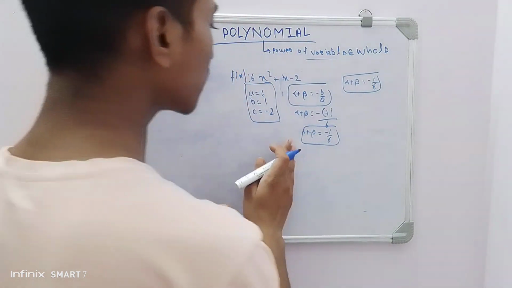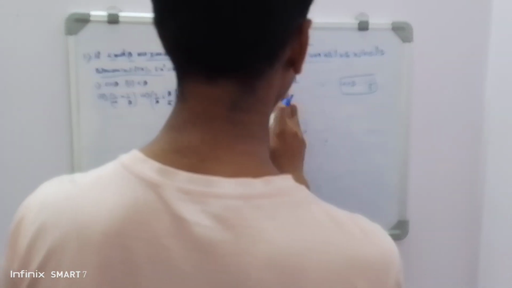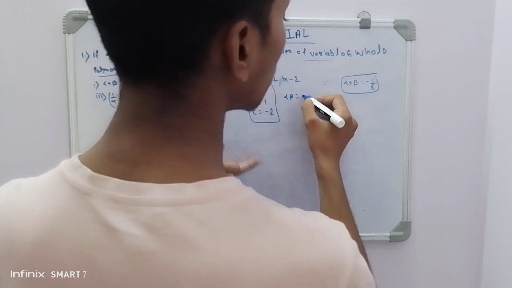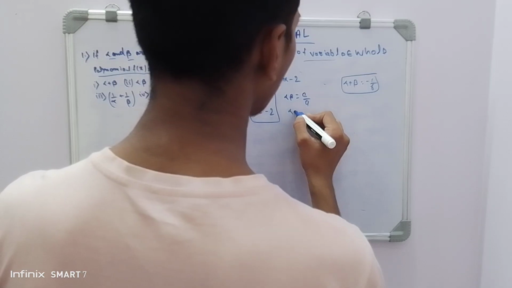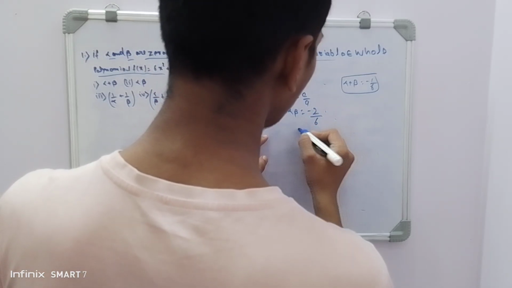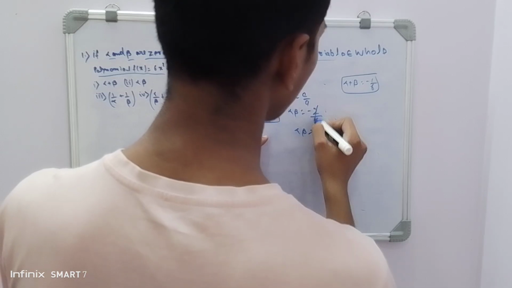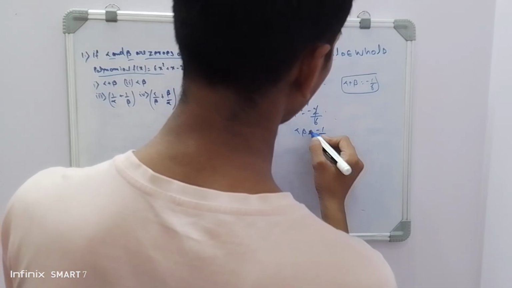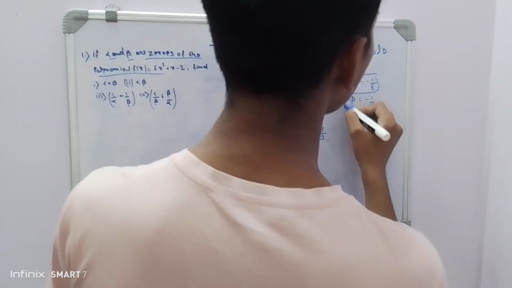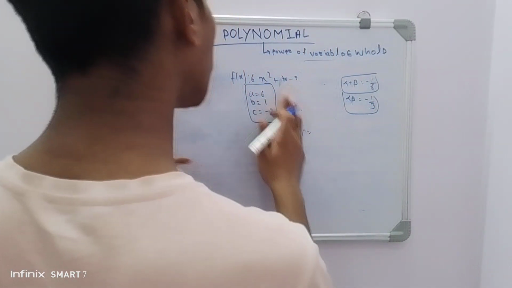Now when you get this, you have to find another thing. What do you have to find? Alpha into beta. Alpha into beta is c by a. C we have -2 and a we have 6. So alpha into beta is going to be -1/3. So right here, alpha into beta is -1/3. These are the two answers you get for this question.